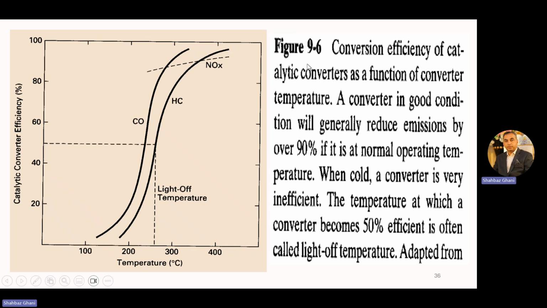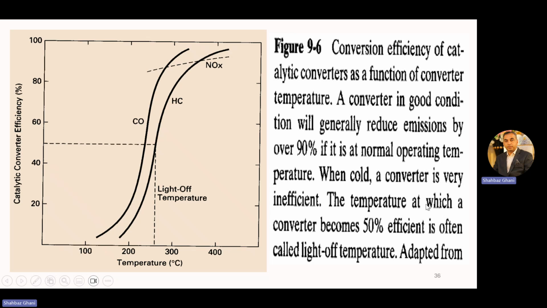Now, conversion efficiency of a catalytic converter as a function of converter temperature. Now, efficiency with respect to temperature. A converter in good condition will generally reduce emission by over 90% at normal operating temperature. So if it is in good shape, it will reduce emission by 90% at its normal operating temperature. When cold, a converter is very inefficient.